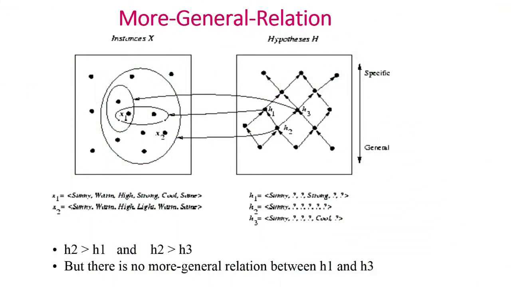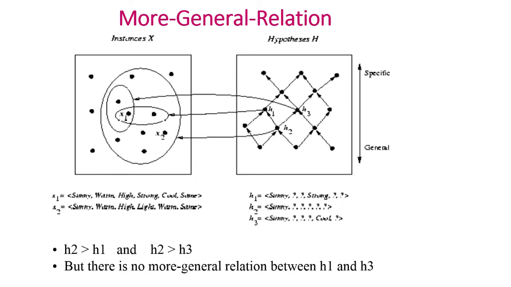More general than relation is shown with the help of a diagram in this slide. On the left hand side, you can see the instance space in which each dot will indicate one instance. On the right hand side, hypothesis space capital H is shown in which the hypotheses H1, H2 and H3 are moving from more general to more specific. H1 is indicating X1 as well as general values. H2 is indicating X1 and X2 and more general values. H3 is indicating X1 and some general values.